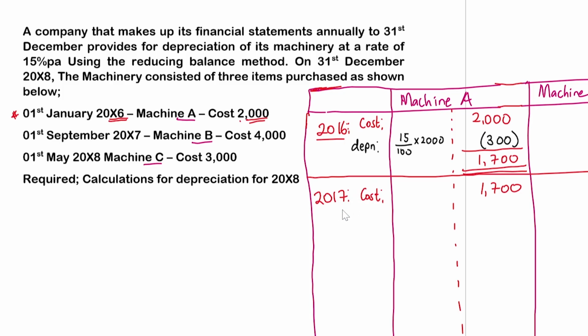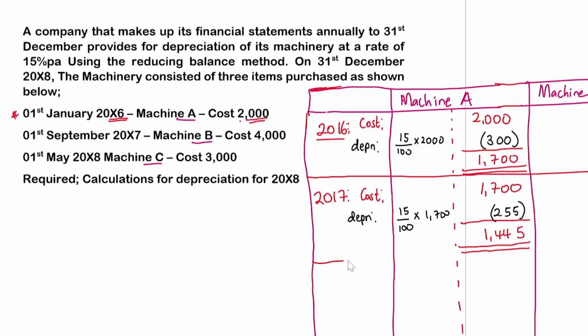So the less depreciation, it's going to be 15%, reducing balance, yeah, 15% of the balance, which is 1,700. And of course, 15% of 1,700 is going to leave us with 255. When we subtract that, we shall end up with the net book value, or the value of the machine as at the end of 2017. And in this case, which is with 1,445. That is machine A.